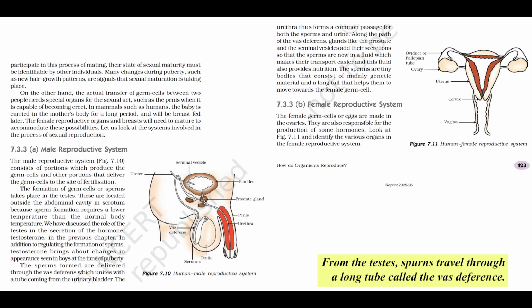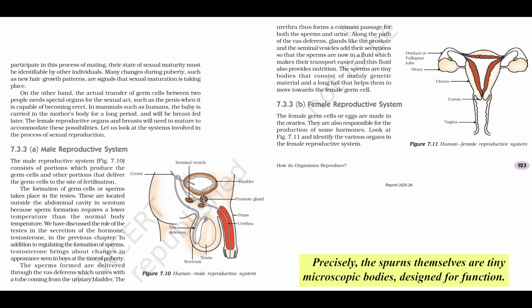From the testes, sperms travel through a long tube called the vas deferens. This vas deferens goes up and joins a tube from the urinary bladder, forming the urethra, a common passage for both sperm and urine. Along the path, 2 important glands, the prostate gland and the seminal vesicles, add their secretions. These secretions mix with sperms to form a fluid called semen. This fluid makes sperm transport easier, liquid medium, and provides vital nutrition to the sperms. Vas deferens carry sperm, joins urethra. Prostate and seminal vesicles add fluids to make semen.